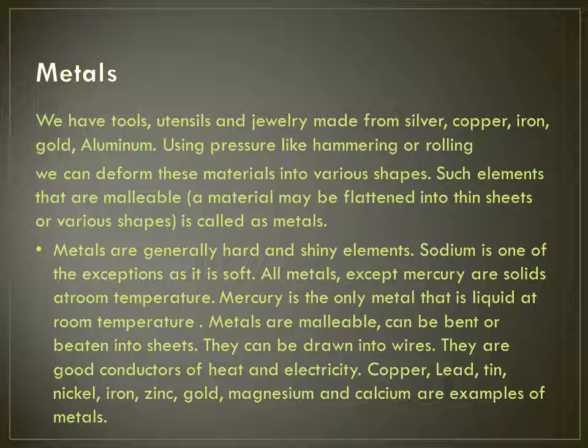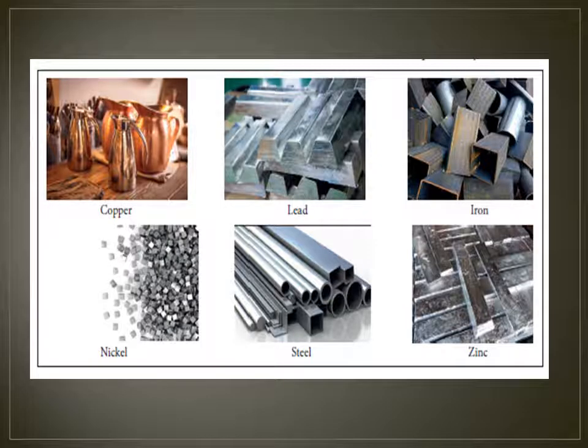All metals except mercury are solids at room temperature. Mercury is the only metal that is liquid at room temperature. Metals are malleable, can be bent or beaten into sheets. They can be drawn into wires. They are good conductors of heat and electricity. Copper, lead, tin, nickel, iron, zinc, gold, magnesium and calcium are examples of metals. Copper, lead, iron, nickel, steel and zinc.